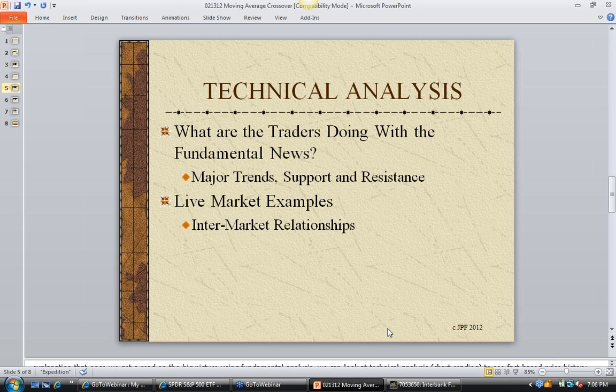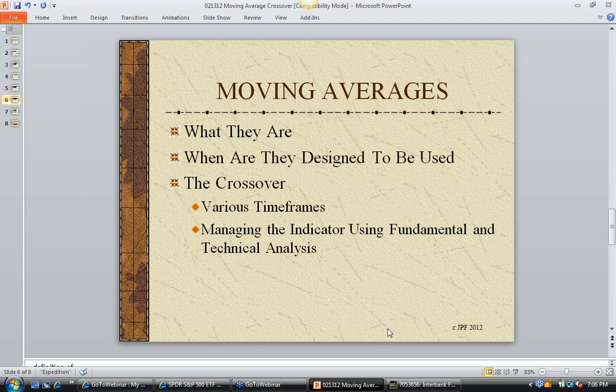So like I said, I'm going to combine technical analysis, this slide, in these intermarket relationships with the next slide, moving averages. What are they? When are they designed to be used? And then bringing in a variation of the moving average and bringing in the crossover and how we use that in various time frames depending on if you're a long-term trader or a shorter-term trader, and then managing that indicator using fundamental and technical analysis.